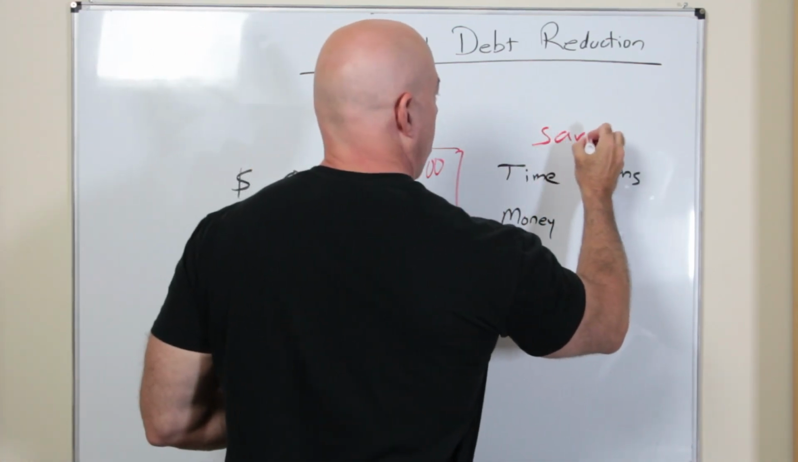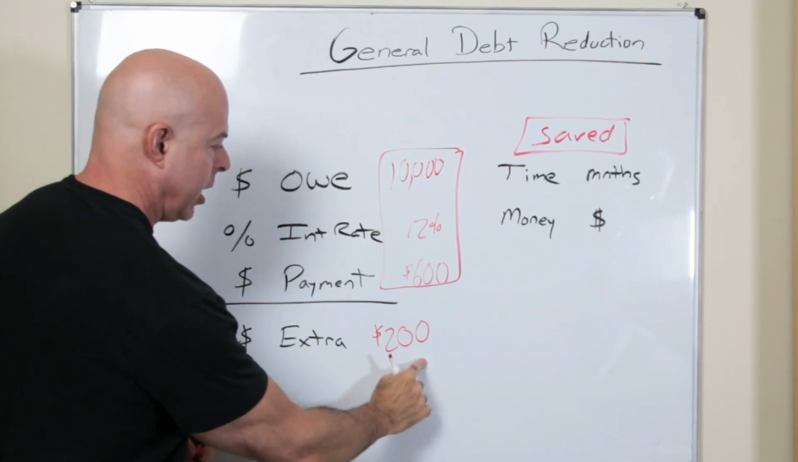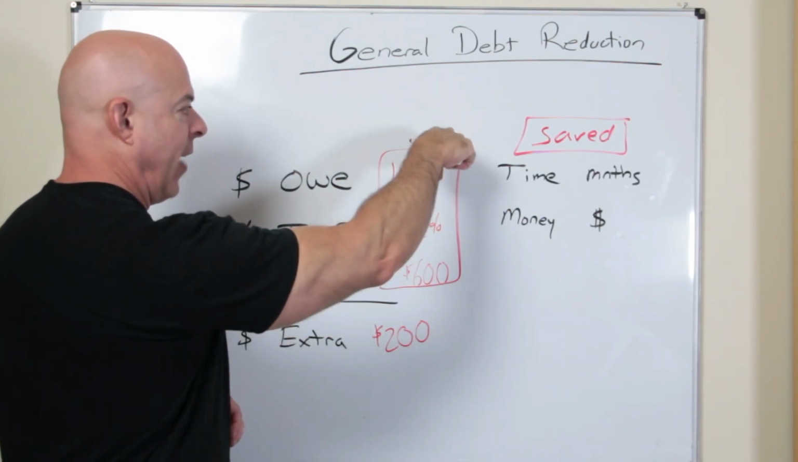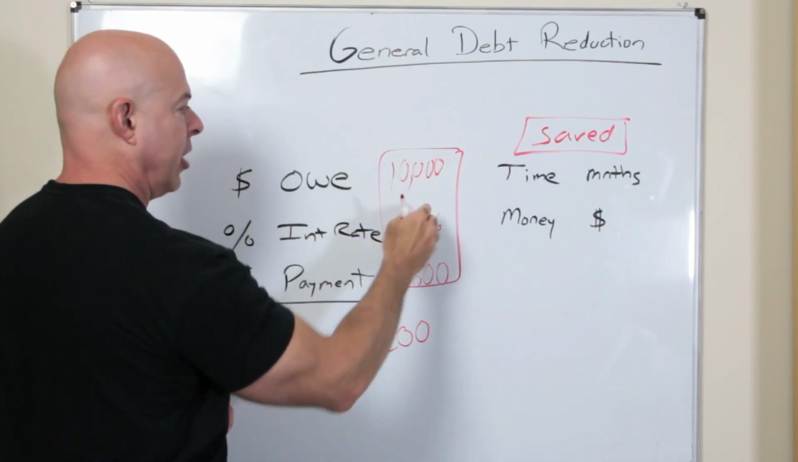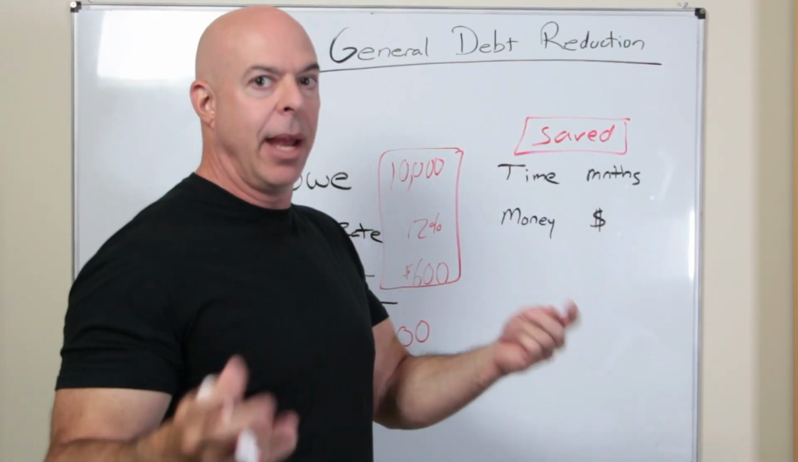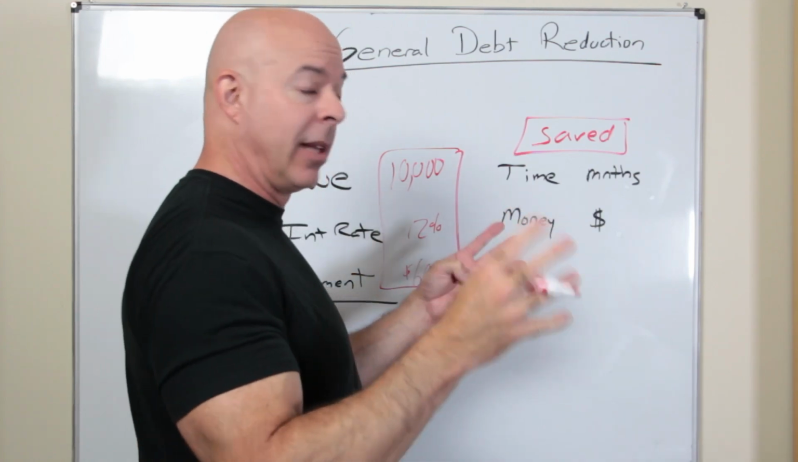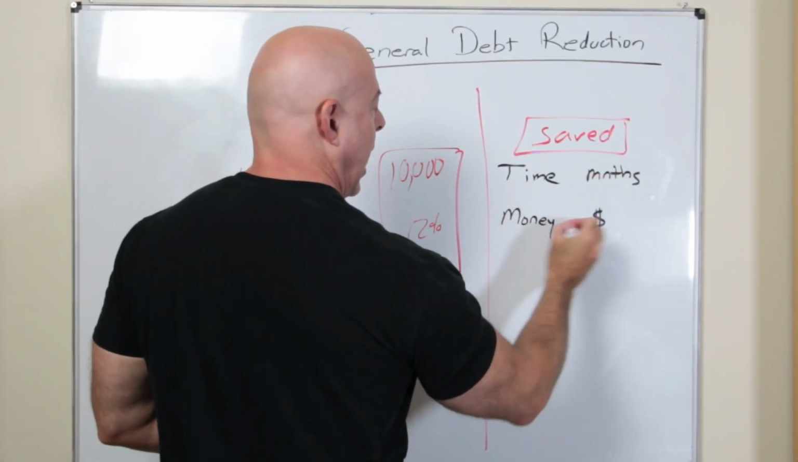The results are how much money you've saved, because by putting in extra money, you pay down the principal faster. The interest is calculated on the principal. The faster this goes down, the less interest you have. So when they say you save money, they mean you're paying less interest. So overall, you're paying less money. That's a big savings. And it's going to tell you the time and the money.